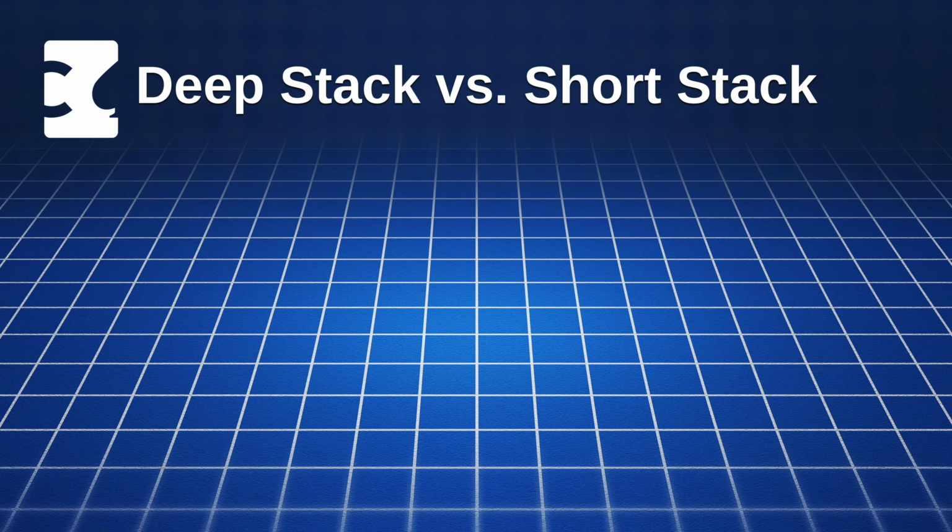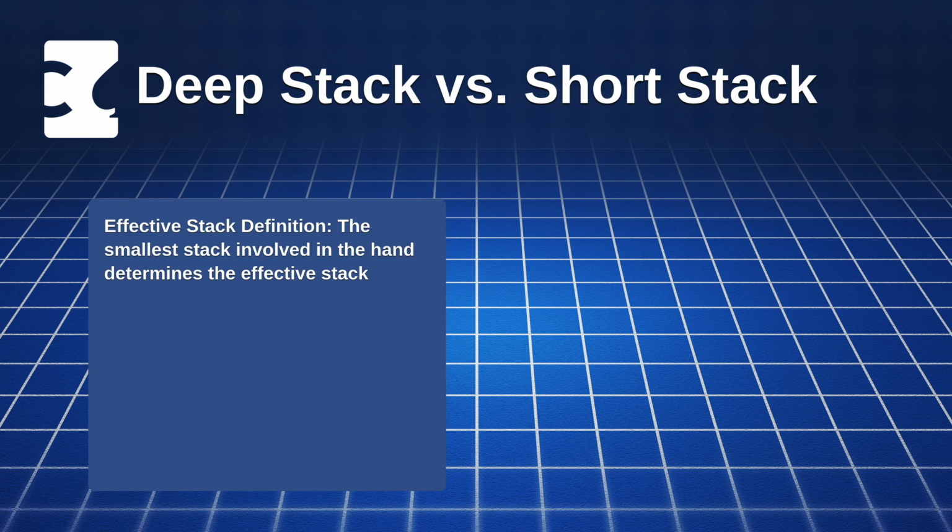Lesson 5, deep stack versus short stack. Most cash games are played at 100 big blinds deep or deeper. You always want to play the effective stack. The effective stack is the smallest stack involved in the hand.